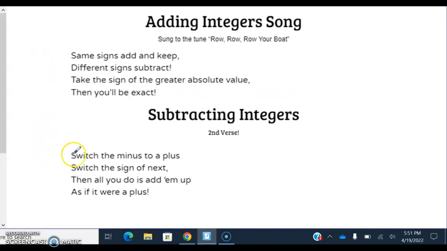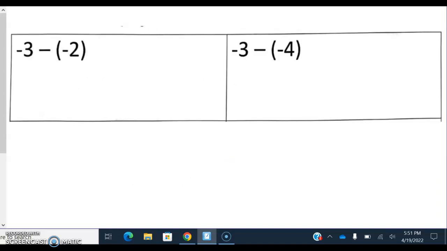So here we're going to switch the minus to a plus, meaning adding the opposite. Switch the sign of next. So we're going to add the opposite. Let's think of it as this: -3 minus -2 equals what? Well, we're going to keep the first one the same, kind of like the force field.